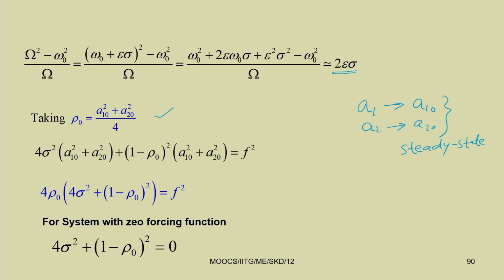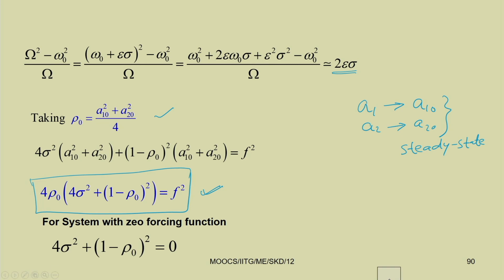(A10 square plus A20 square) plus (1 minus sigma rho 0 square) into (A10 square plus A20 square) equal to f square, or it can be simplified and written in this form, that is 4 rho 0 into (4 minus 4 sigma square plus 1 minus rho 0) whole square equal to f square. So this equation can be conveniently plotted for different values of forcing and different system parameters to study the limit cycles obtained in case of the van der Pol oscillator or van der Pol equation.